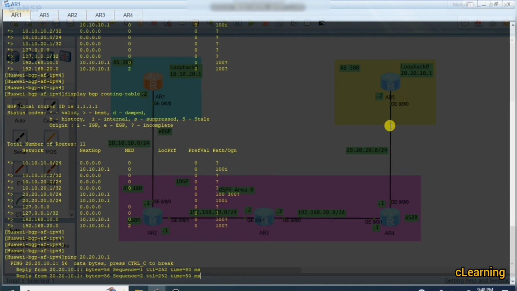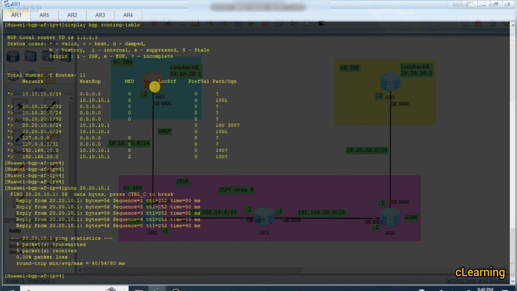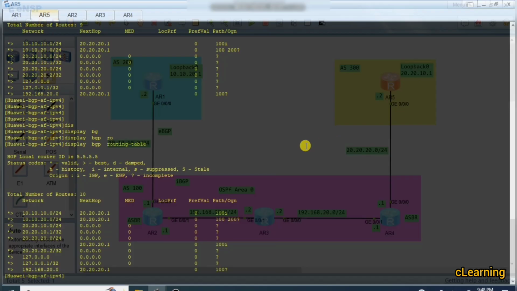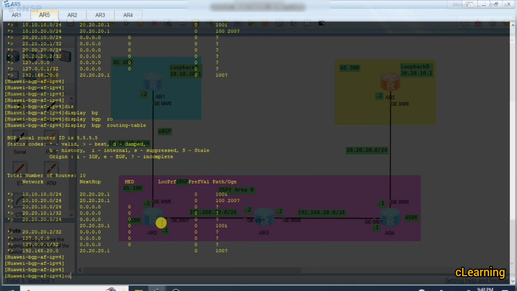So now you will see here all the routes from this autonomous system. The routes go to autonomous system 100, then from here to here all are reachable. From here you can also ping. If you want to ping this router, it will be reachable. Ping 192.168.10.1.